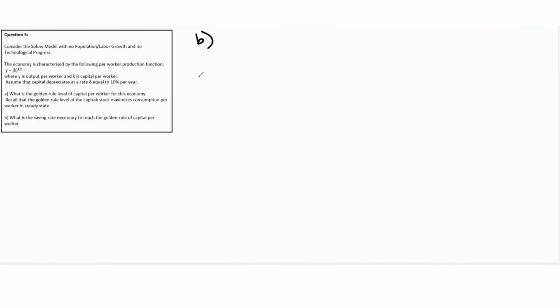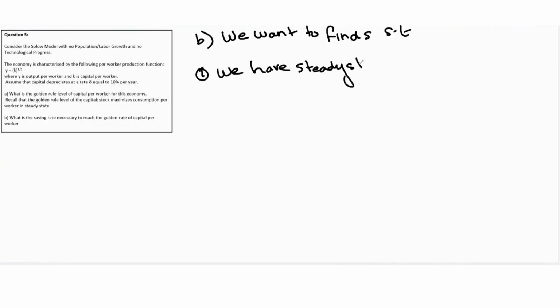If we want to do part B now and find the golden rule level of savings rate that allows us to reach the golden rule level of capital per worker, basically the goal is we want to find S such that two conditions are met. First, we have steady state. The savings rate that you want to find has to be such that we have steady state, because remember, the point of the golden rule is that you want to maximize steady state consumption per worker. So we want the steady state thing here.